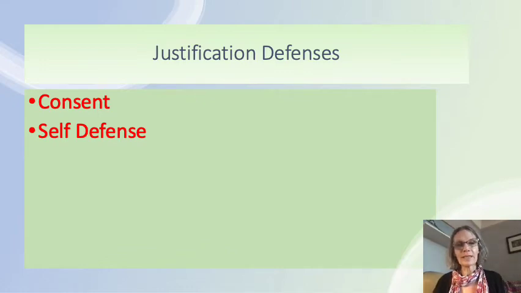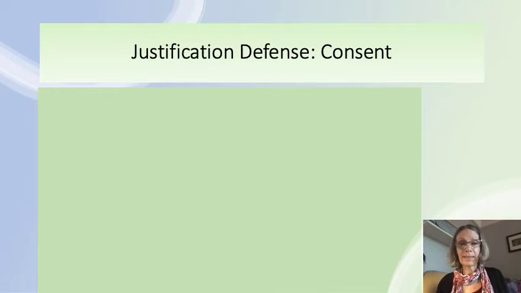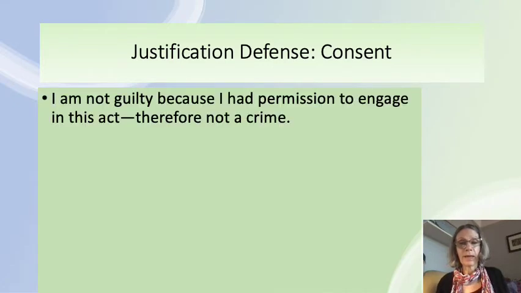And so the justification defenses are consent, self-defense, necessity, and also the justification that is associated with a professional duty like law enforcement or firefighting. We're going to take a look at consent and self-defense, and I'll leave it to you to read the other ones in your textbook. Okay, let's talk about consent as a justification defense. If you're using this defense, you say, look, I'm not guilty of what I've been charged with because I had permission to engage in this act. And because I had permission to engage in this act, I have not committed a crime.